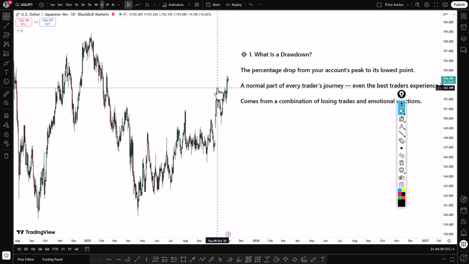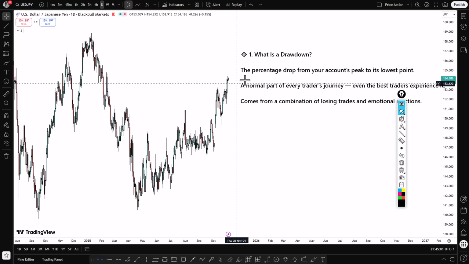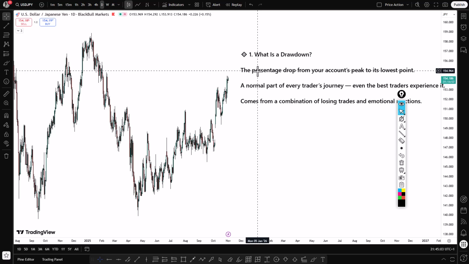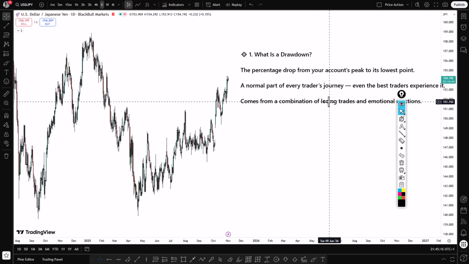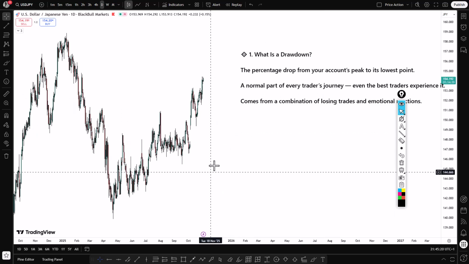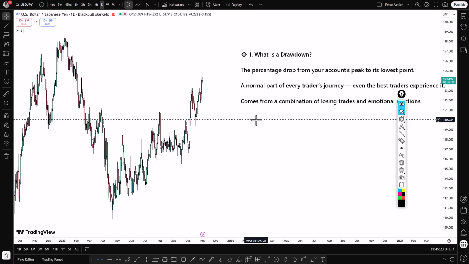So with that long-winded introduction out of the way, now we're going to be talking about drawdowns, because the reason why I took long to explain that losses are part and parcel of trading is because drawdown is actually an extension of what losses are in your trading. So what exactly is drawdown? Drawdown is the percentage drop from your account's peak to its lowest point.